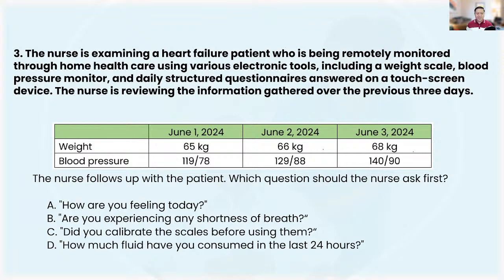So the scenario tells us the nurse follows up with the patient. Which question should the nurse ask first? A, how are you feeling today? B, are you experiencing any shortness of breath? C, did you calibrate the scales before using them? D, how much fluid have you consumed in the last 24 hours? Looking at the trend of the patient's blood pressure and weight, what do you think would be the first question the nurse should ask?